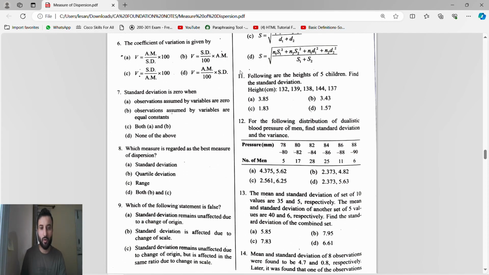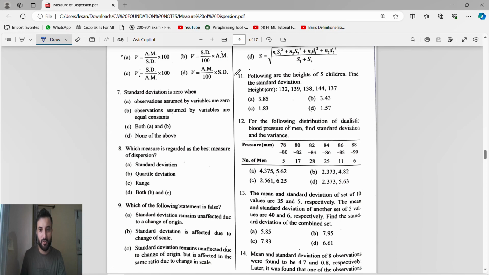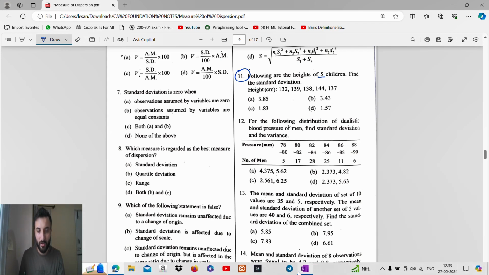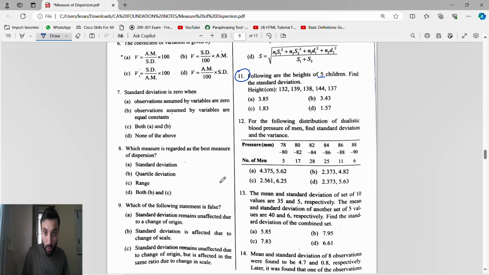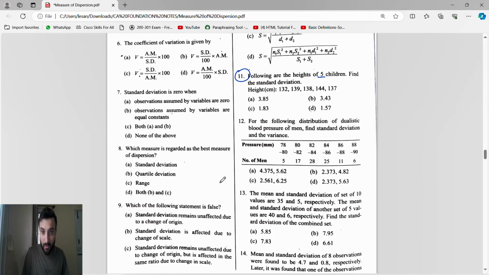Yes, this question we have to do. Following are the heights of 5 children, find the standard deviation. So first of all, what we will find? Yes, first of all we will find the x bar. So x bar is 132 plus 139 plus 138 plus 144 plus 137, whatever we get, divided by 5.